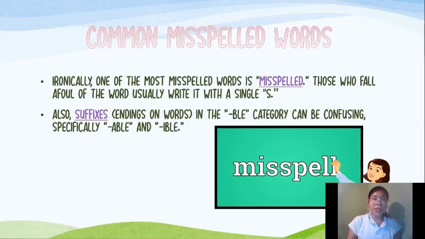Common misspelled words. Okay? Let's remember that misspelled words are words that are not spelled correctly, and let's check out some of those. Ironically, one of the most misspelled words is the word misspelled. Those who fall afoul of the word usually write it with a single S, okay? But actually misspelled is written with two S, as we can see here, misspelled. It has a double S, alright?